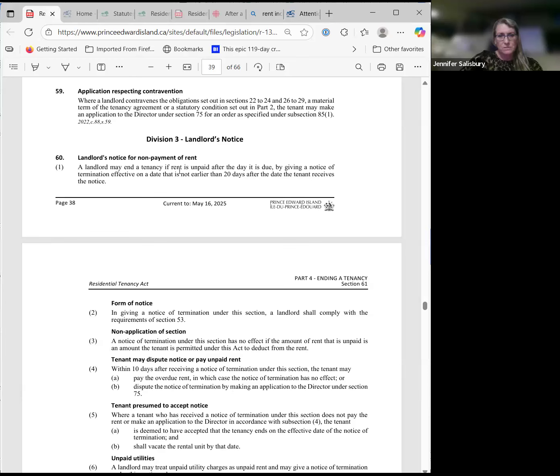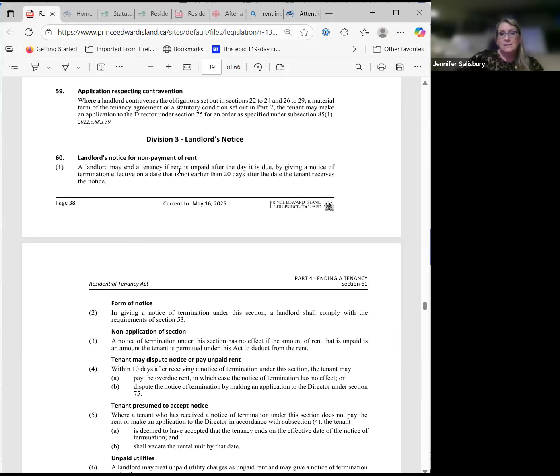Okay. Landlord's notice of non-payment of rent. A landlord may end a tenancy if rent is unpaid after the day it was due by giving notice of termination effective on a day that is not earlier than 20 days after the tenant receives the notice. So basically, if rent is due on the first and it's not paid on the first, they can give notice on the second, with termination effective not earlier than 20 days. So they have 20 days basically to get out.